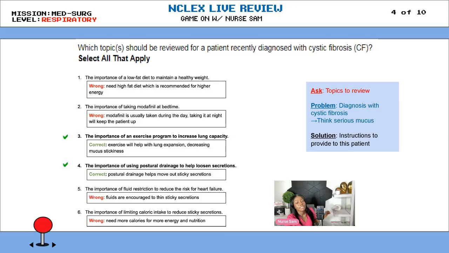6, the importance of limiting the caloric intake to reduce sticky secretions. Negative, ghostwriter. You need more calories for more energy and nutrition. You don't need less, right? So you see why? I think if you misread the question as CHF instead of CF, you would pick 5.